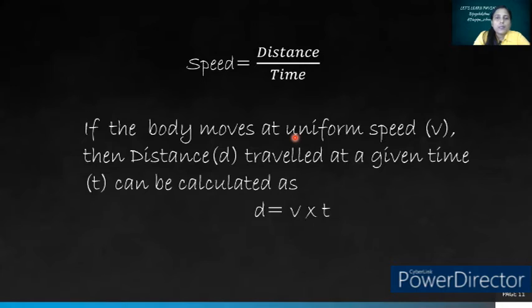Now we know that speed is equal to distance by time. If the body moves at uniform speed, then the distance traveled in a given time can be calculated as d is equal to speed into time.